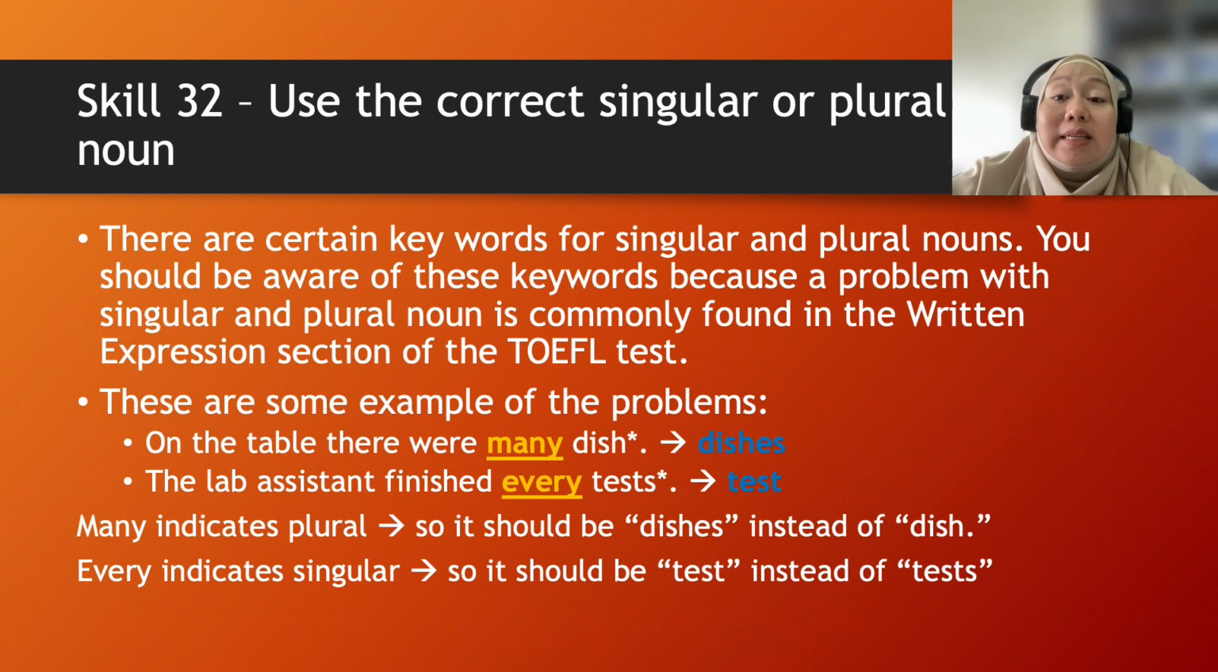All right, now you should be able to do the following. The first one is using the correct singular or plural noun, and the second one will be distinguishing between countable and uncountable nouns, and the third one will be recognizing irregular singular and plural nouns, and the fourth and last one, distinguishing the person from the thing. Okay, now move on to the first one. Using the correct singular or plural noun.